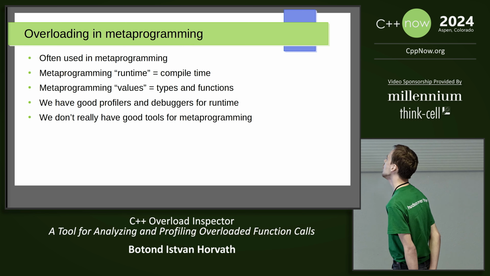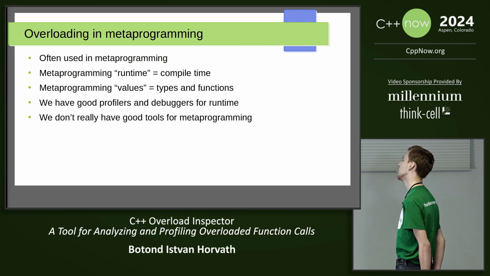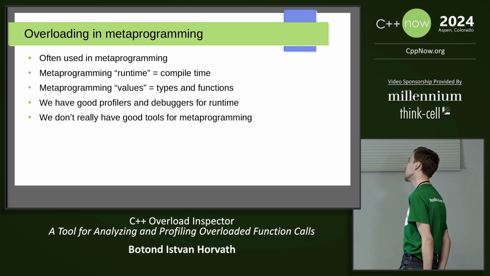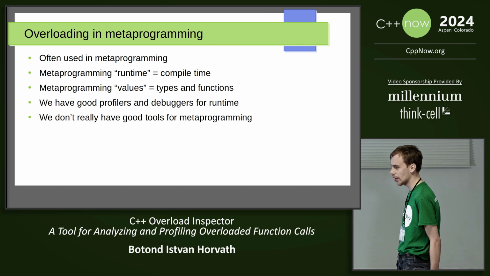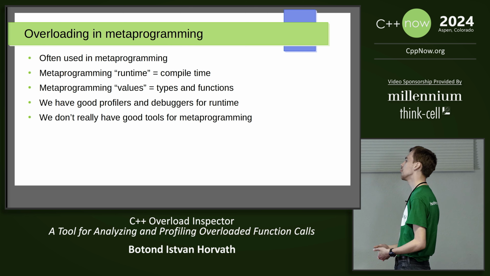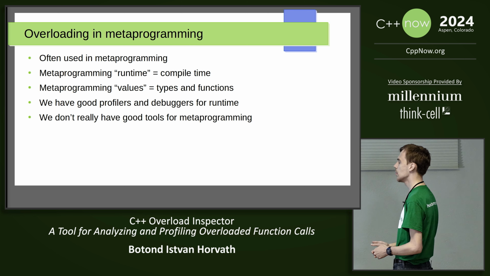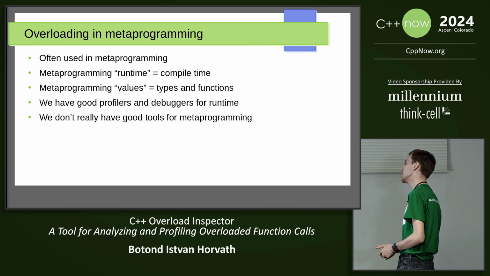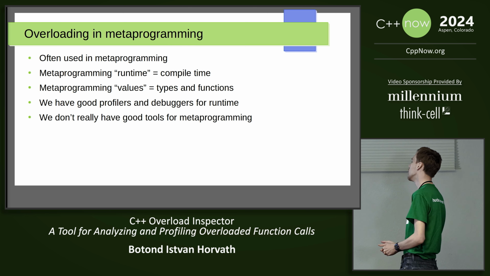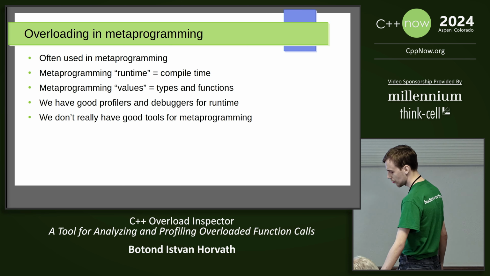As I mentioned, overloading is also often used in metaprogramming, and there it's not only important to pick the right overload, but also to pick the overload quickly, because our compile time is basically the equivalent of the runtime of normal programming. And while we have good tools to profile why our program is slow at runtime, we don't have such tools at compile time, because we don't really have profilers and debuggers for compile time.